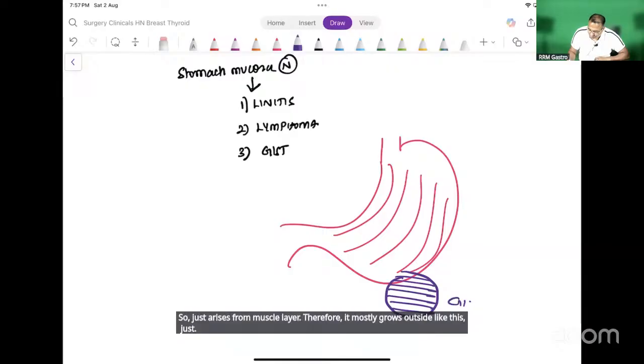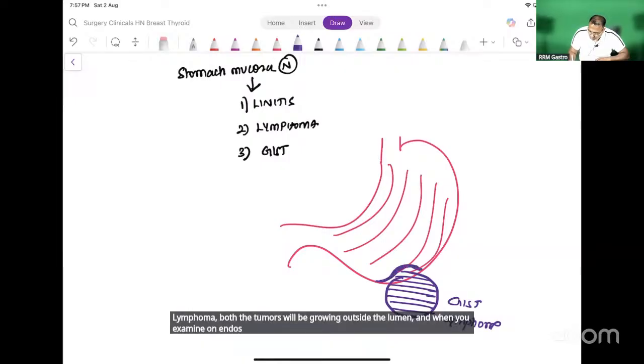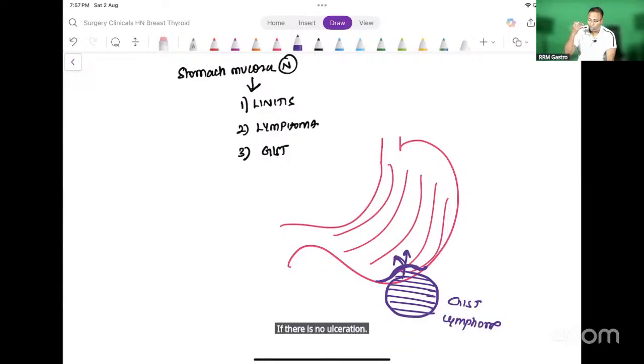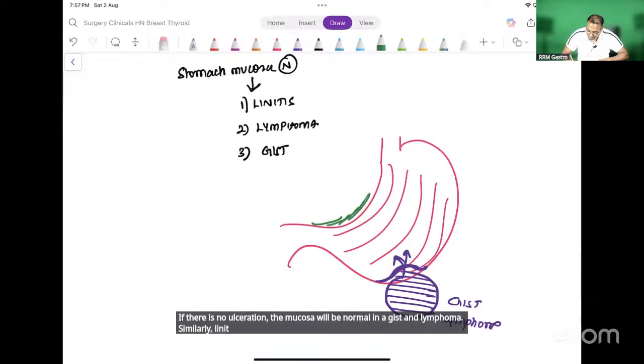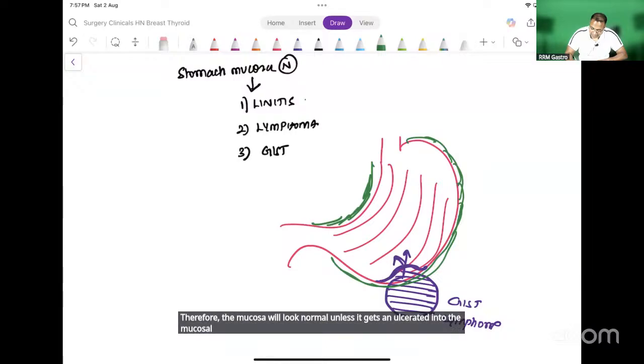In GIST and lymphoma, both tumors grow outside the lumen, and on endoscopy the mucosa will look perfectly smooth and normal unless they get ulcerated into the stomach. If there is no ulceration, the mucosa will be normal in a GIST and lymphoma. Similarly, linitis plastica is an infiltration into the stomach, so the mucosa will look normal unless it gets ulcerated. Linitis means muscularis infiltration.